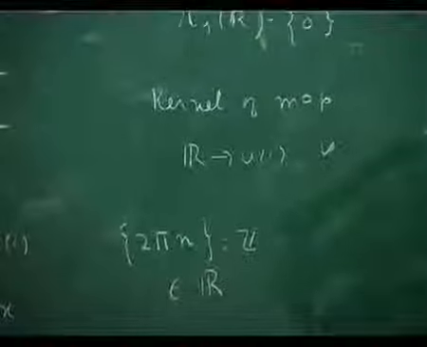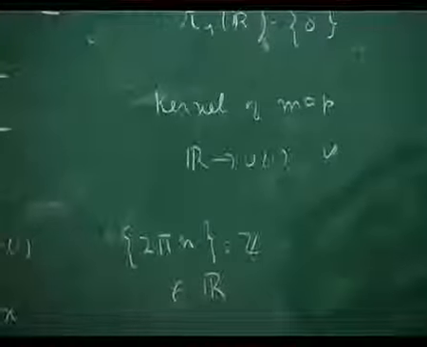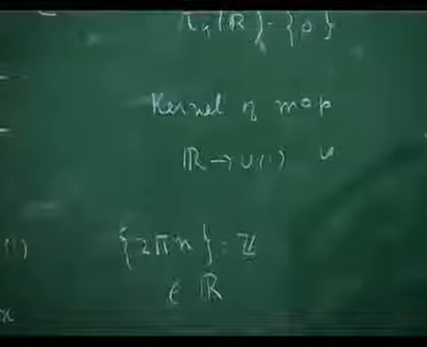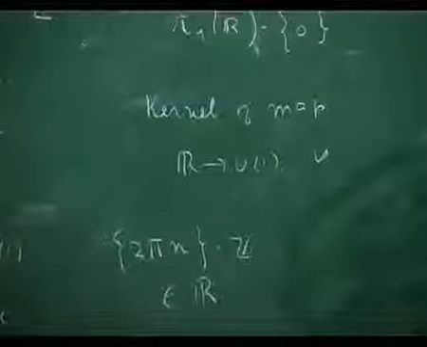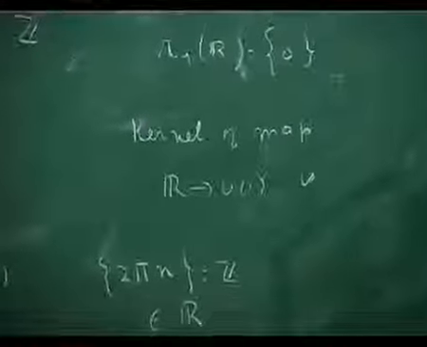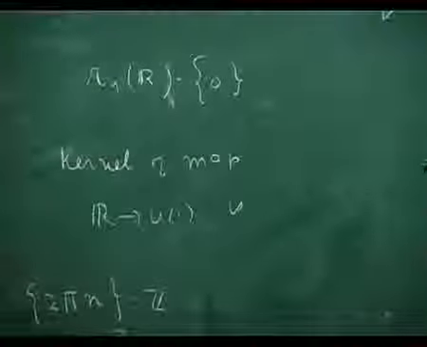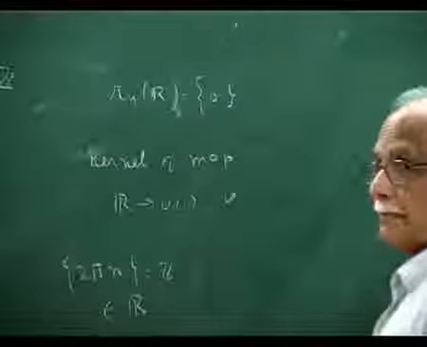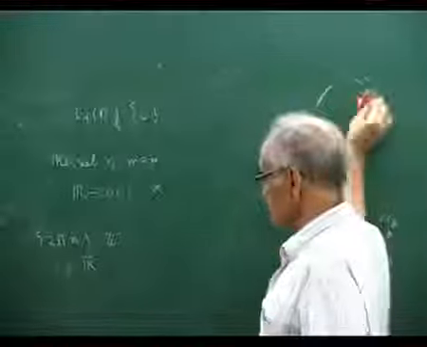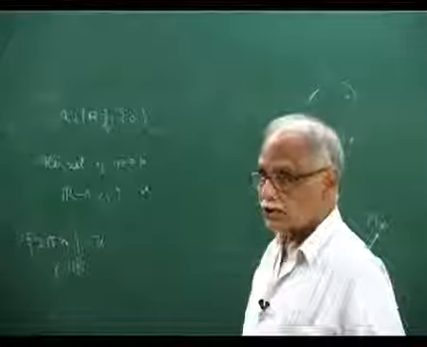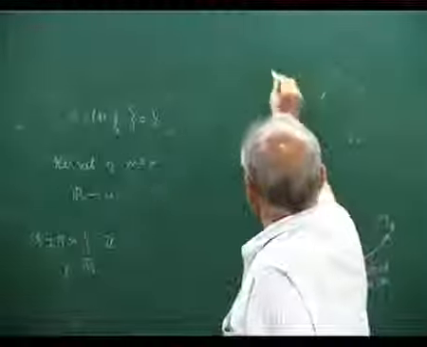So I have unfolded this circle into a line. So this is the simplest example of a universal covering space, which is also a group. But a more interesting, more non-trivial example is SO3.